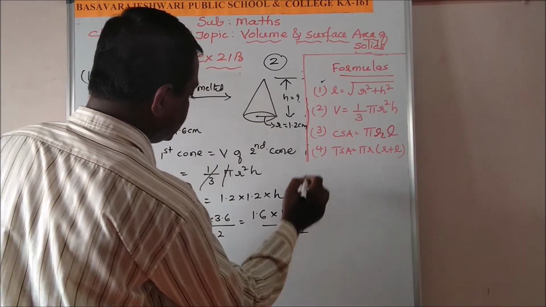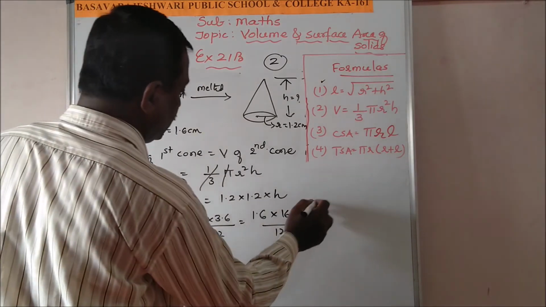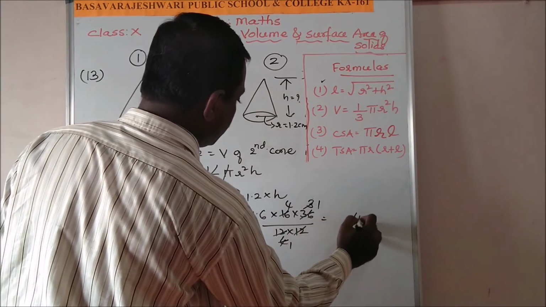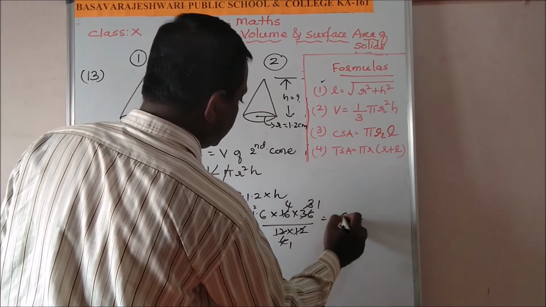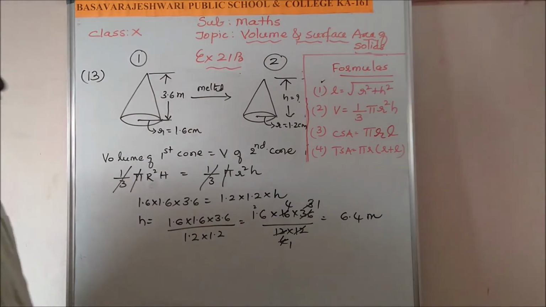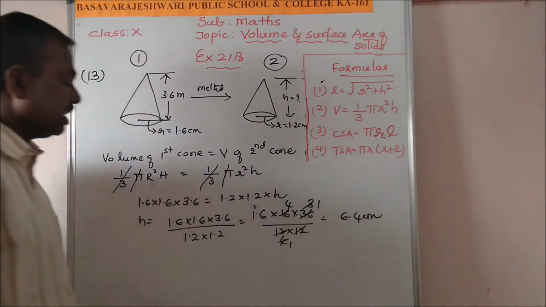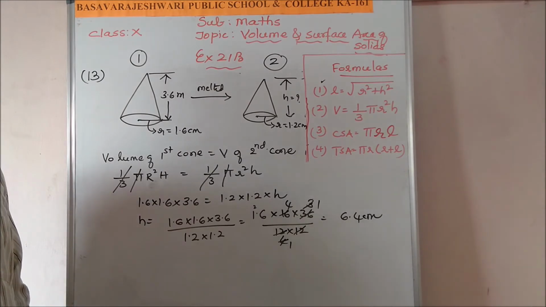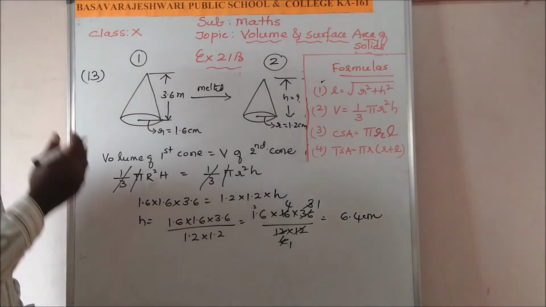12 ones are 12, 12 threes, 3 ones, 3 fours, 4 ones, 4 fours, 4 6s are 24, so 6.4 centimeters. So that is not meters, centimeters. So that is the height of the new cone, or second cone, you can say. Note down this.